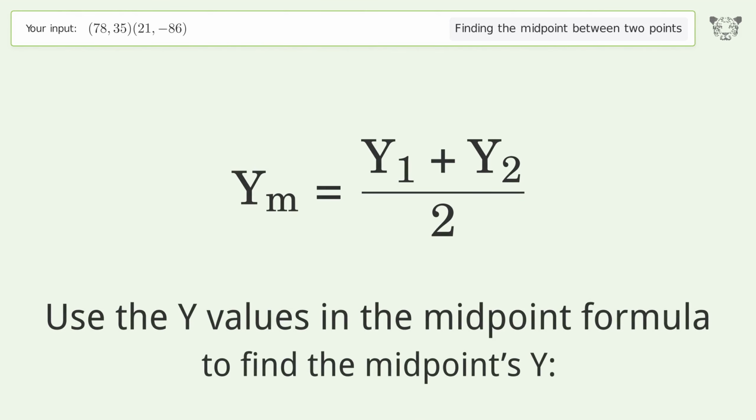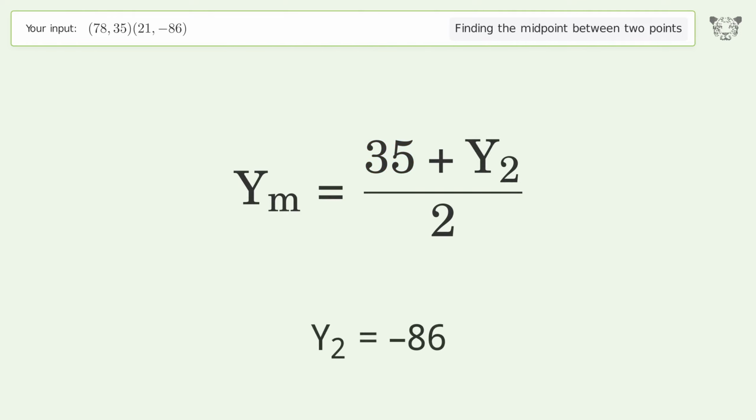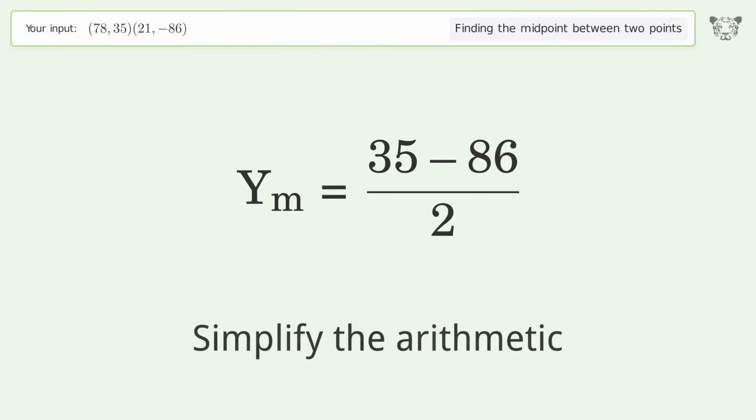Use the y values in the midpoint formula to find the midpoint's y. y1 equals 35. y2 equals negative 86. Simplify the arithmetic.